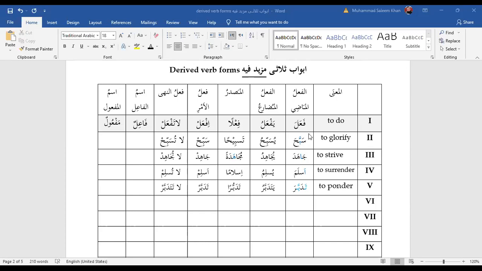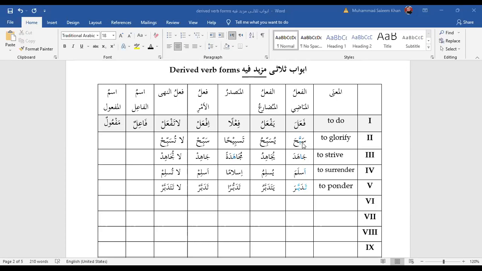So the meaning that we used to have in verb form number 1, since there is an addition of tashdid, or an addition of something extra, the meaning will also change. Then in the third form of the verb, there is an addition of alif. So it's basically jahada, and when we add alif, it becomes jahada, yujahidu, mujahadatan, or jihadan, and fi'l al-amr will be jahid and fi'l al-nahi will be la tujahid. And the fourth one is aslama yuslimu islaman, aslim and la tuslim.